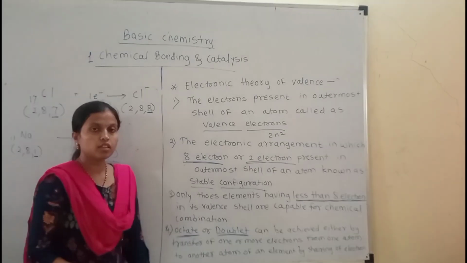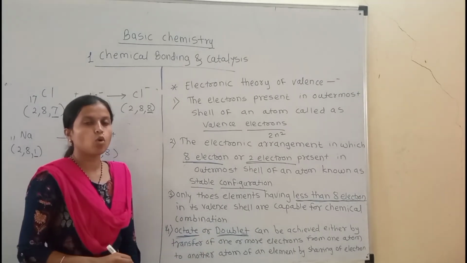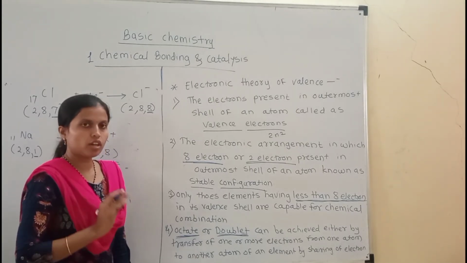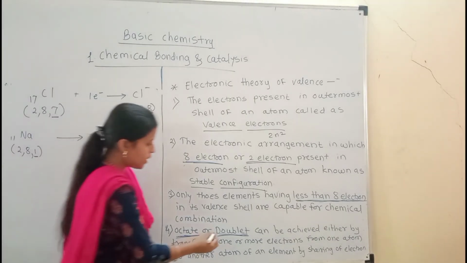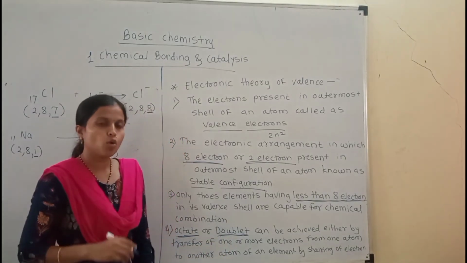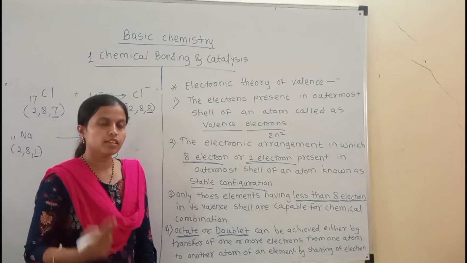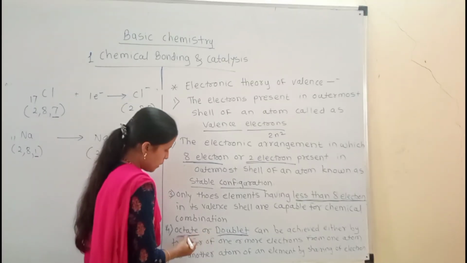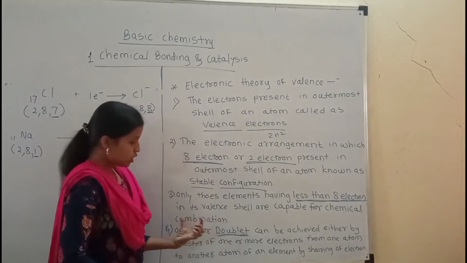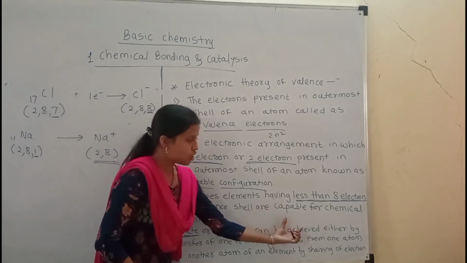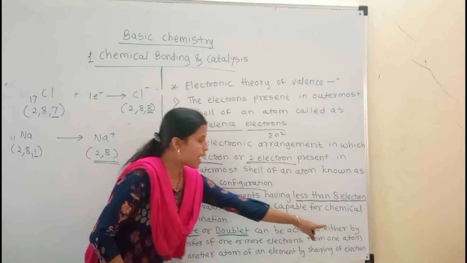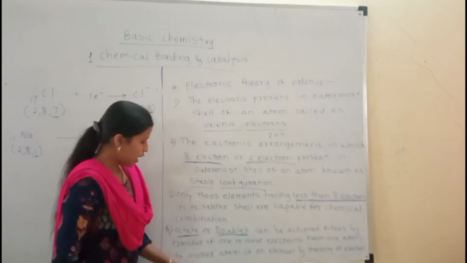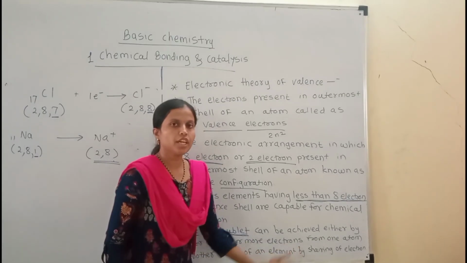Octet means 8 electrons are present in the outermost shell of an atom. That means they acquire the octet, or they complete their octet. And doublet means the element has 2 electrons in its outermost shell, then at that time they acquire the doublet. Okay, so this octet or doublet can be achieved. When will it be achieved? Either by transfer of 1 or more electrons from one atom to another atom, or by sharing of electrons.